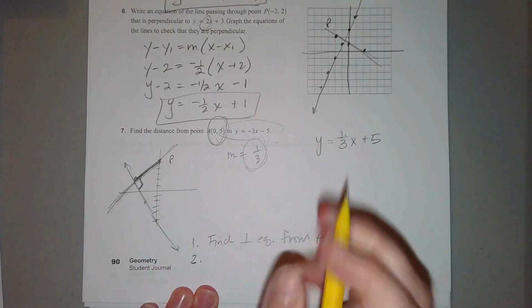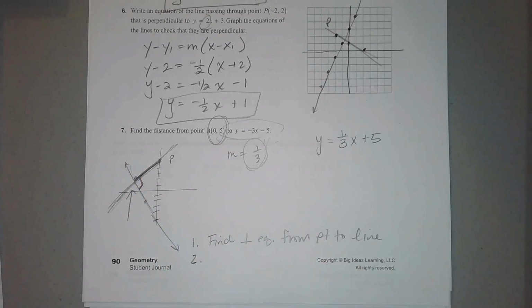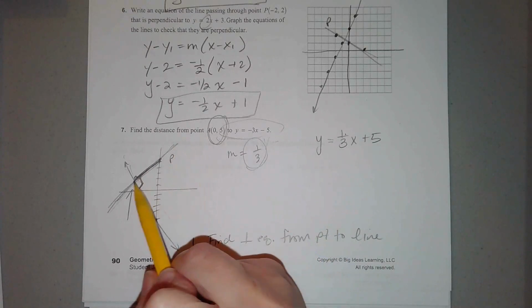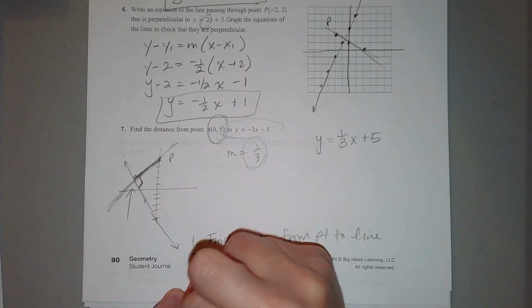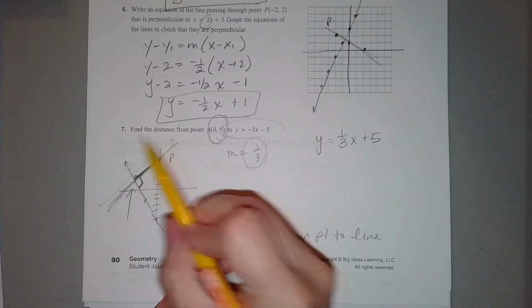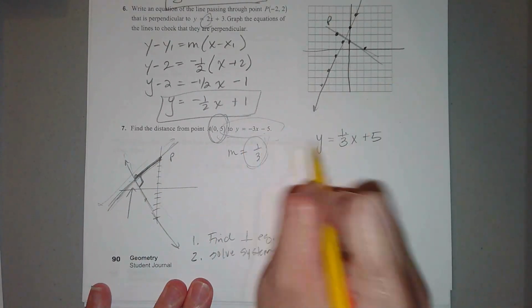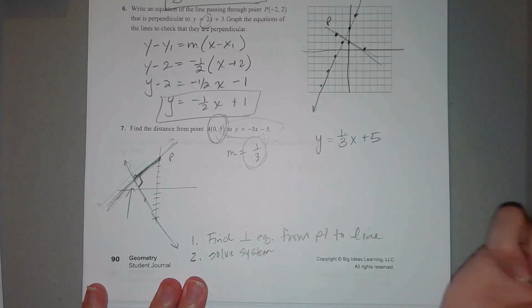I want to figure out this point right here. I need to figure out where this line and this line intersect. The reason why is because I need to know what this point is so that I can figure out this distance. So step 2 is actually solving a system. I know this equation, I know this equation. Where they both intersect is called a solution to a system. So I'm going to take my two equations and set them equal to each other.